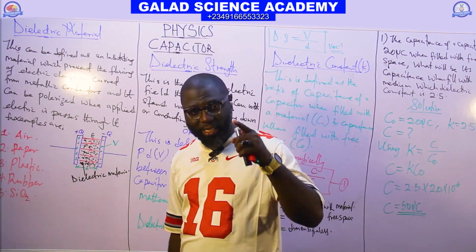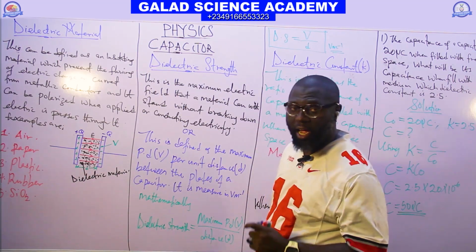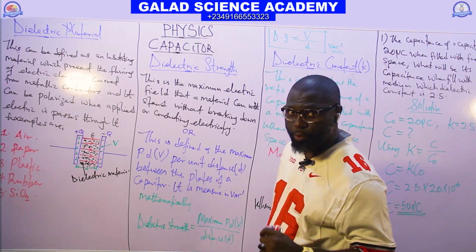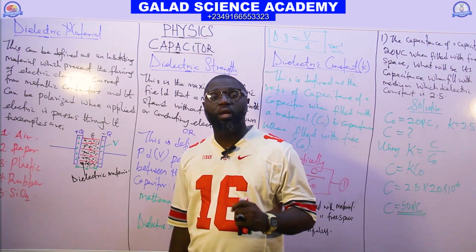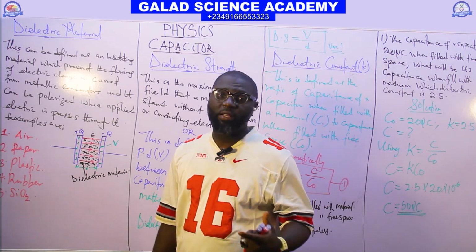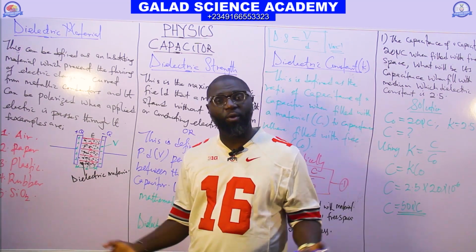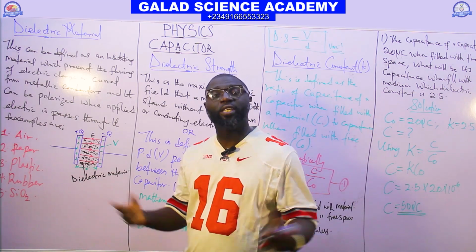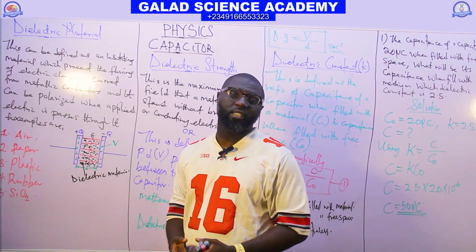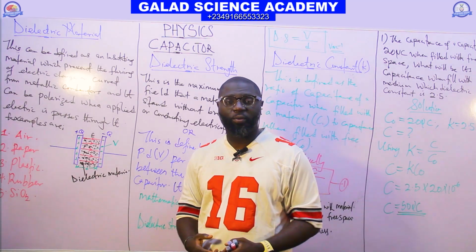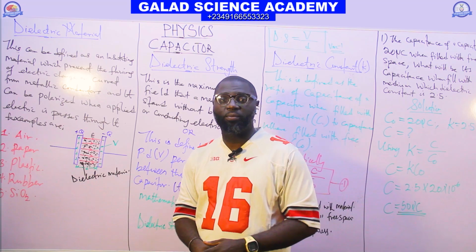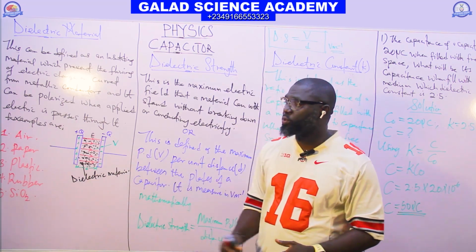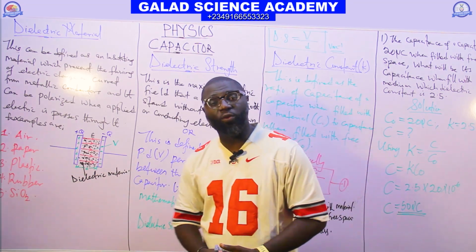So we are done with the dielectric material. The only aspect of dielectric material which I skipped is the polarization of dielectric material, and I believe the scope of it is above 100 level physics, for JUPEB, IJMB, and JAMB. So let us move to the arrangement of capacitors.